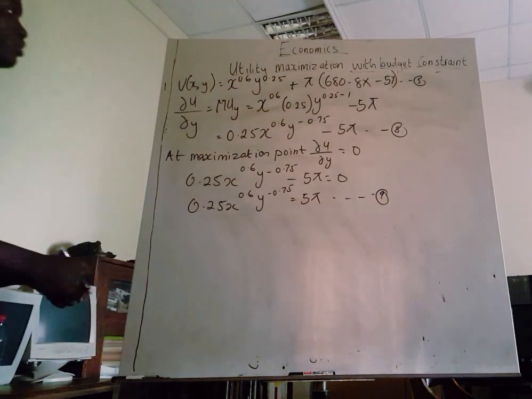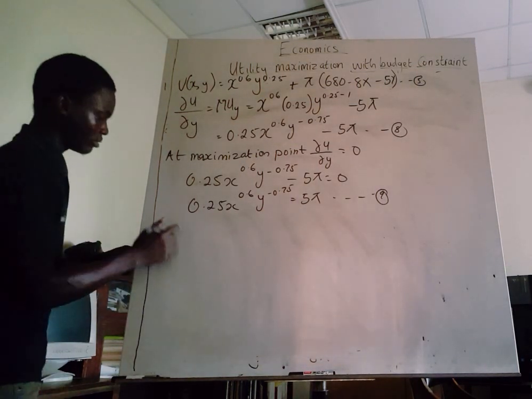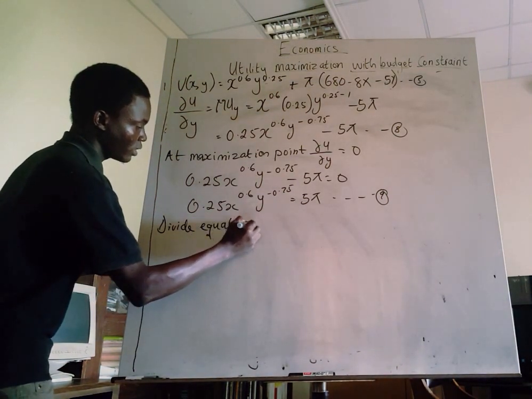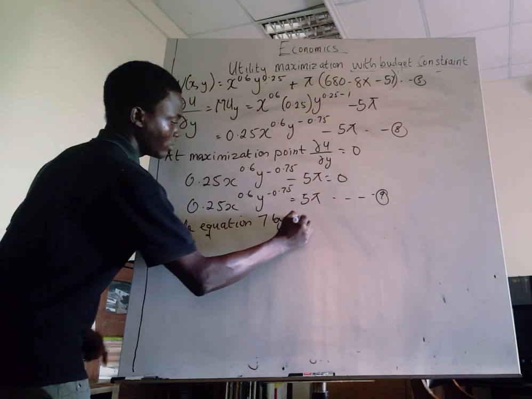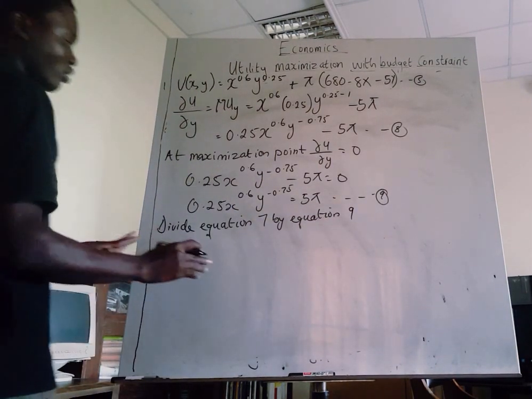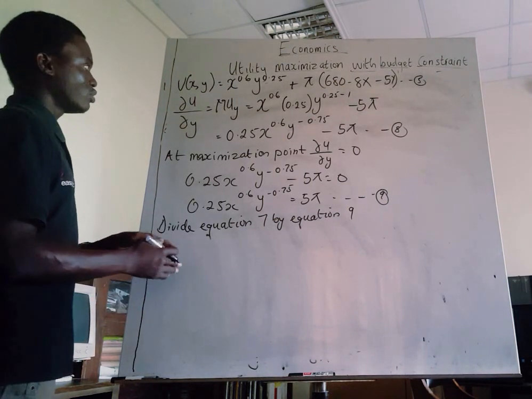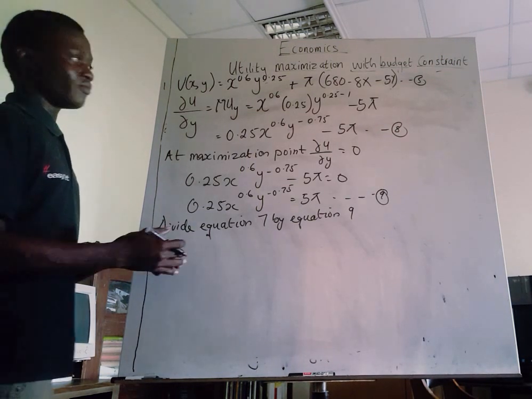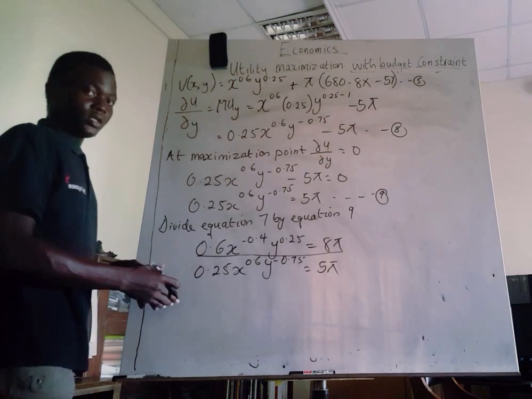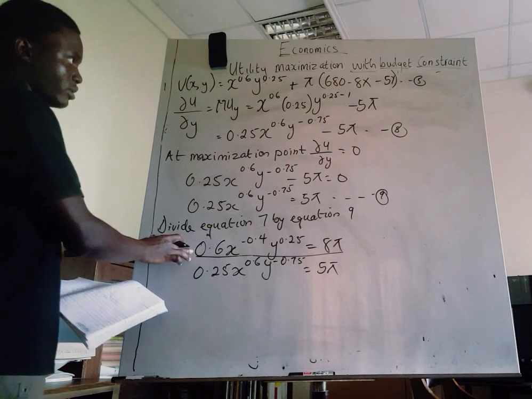Good. So what we have to do now is to divide equation 7 by equation 9. Now to maximize, we divide equation 7 by equation 9. What I want us all to note is that we'll be having the ratio of our marginal utilities. In other words, we are saying marginal utility of x divided by marginal utility of y. Let's recall our equation 7. This is equation 7, then this is equation 9.